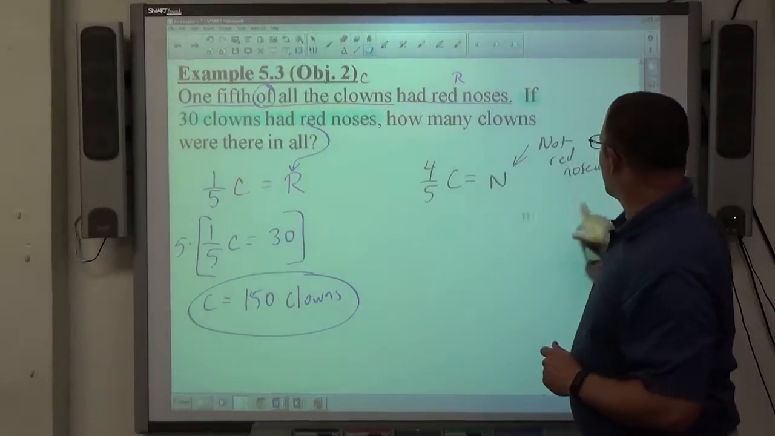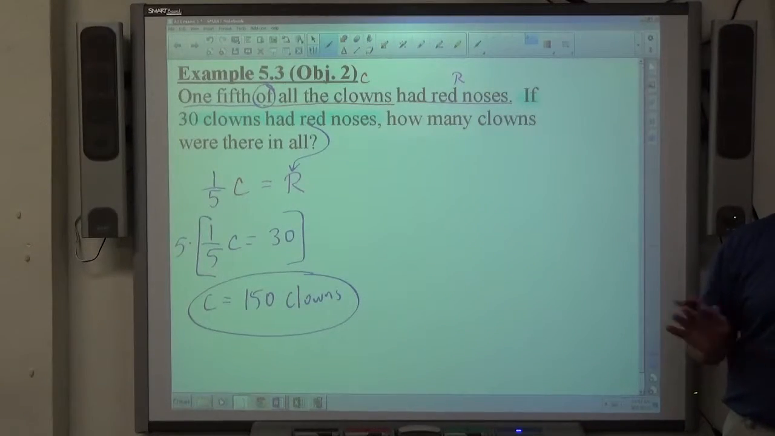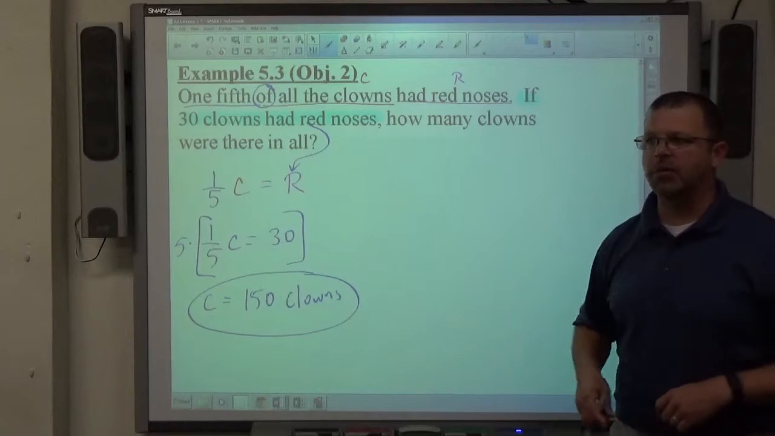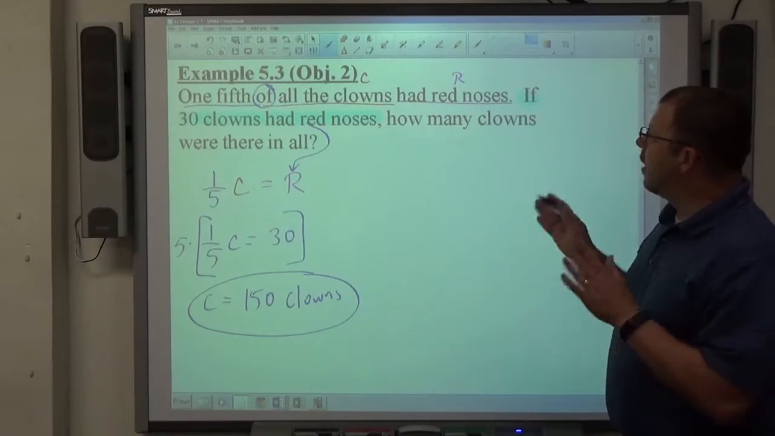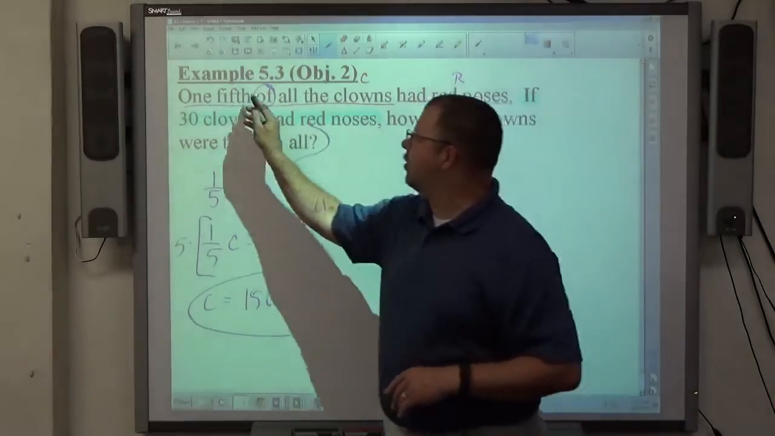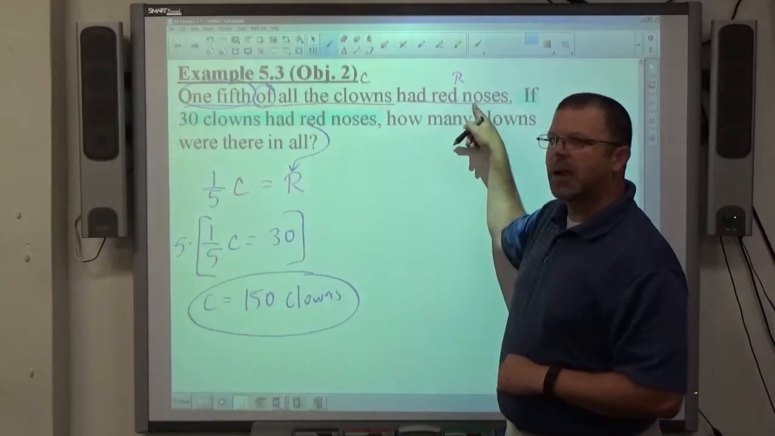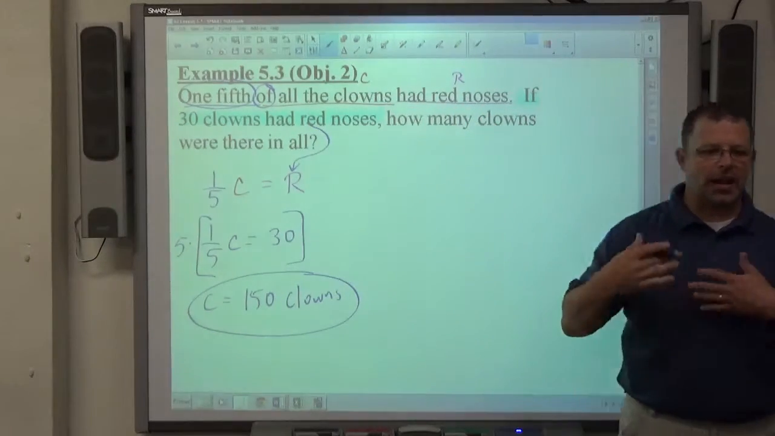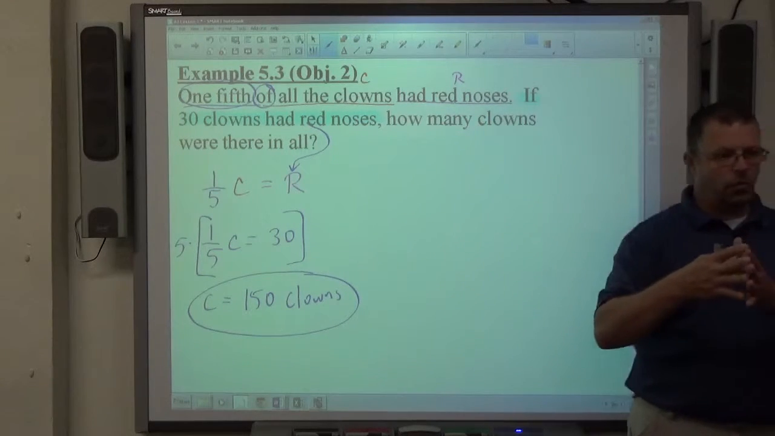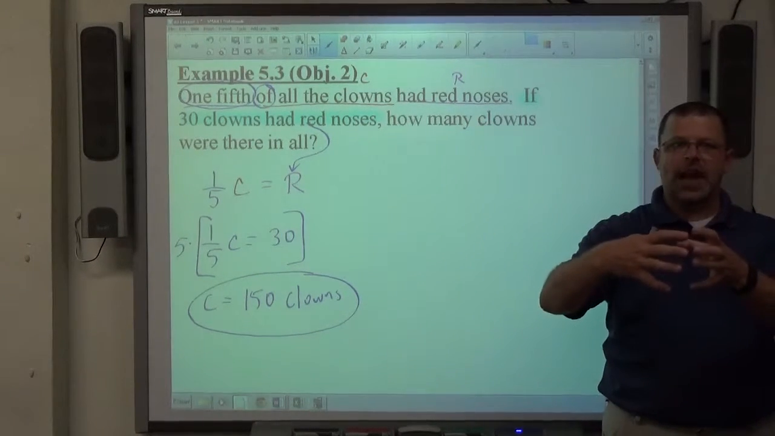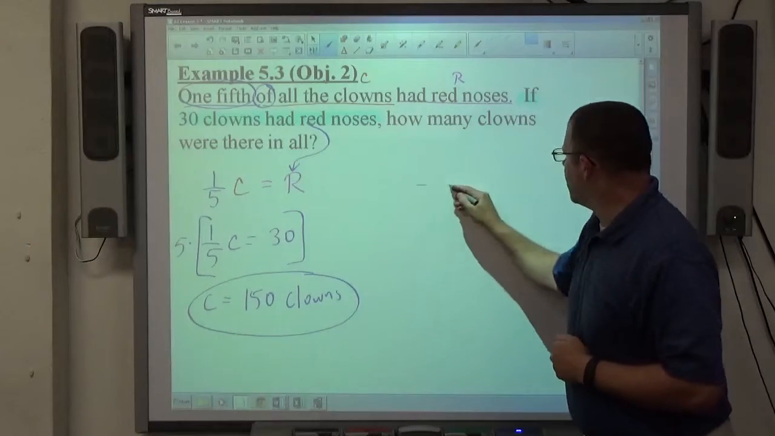Now, real quick, while I've got it on this page, let me show you the second technique you might like better. Same problem. I think I'll use both techniques on the next problem too, because they're both valid, they both work. So, 1/5 of the clowns had red noses. I see a ratio of some category having some characteristic. I like to call this a categorical statement. 1/5 of all the people that fit in this category have this specific characteristic. And we can make a chart here.